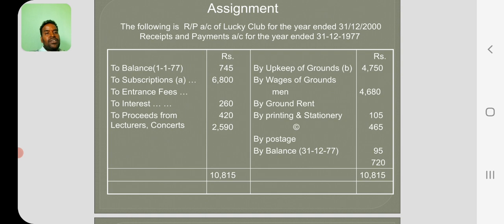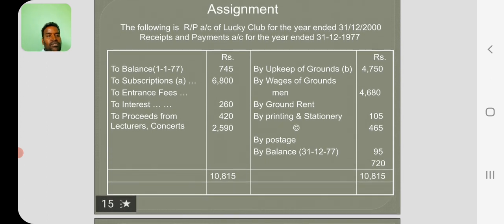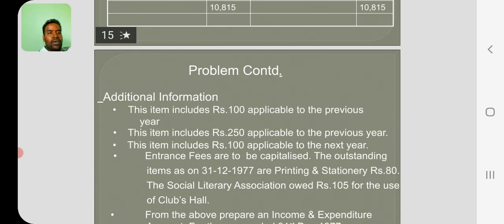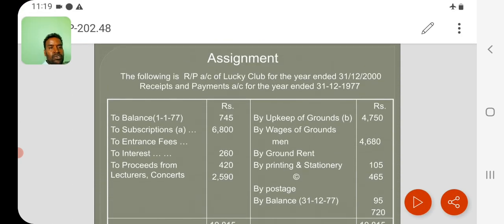The following is the receipts and payments account of Lucky Club for the year ended 31st 12 1977. With this receipts and payments account, we have to prepare the income and expenditure account. So see what items are there.